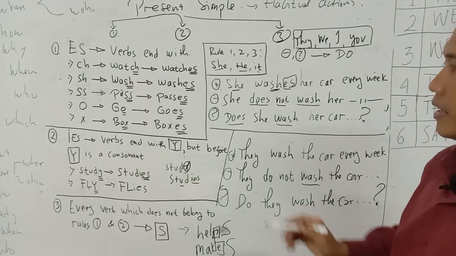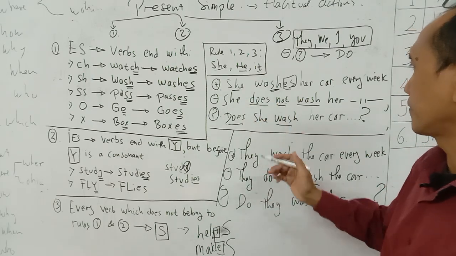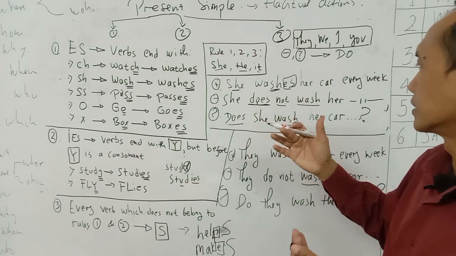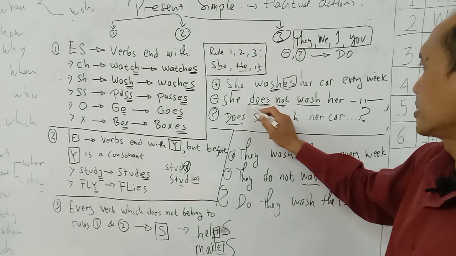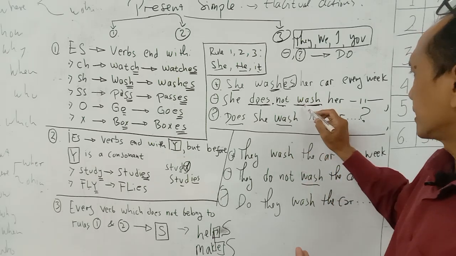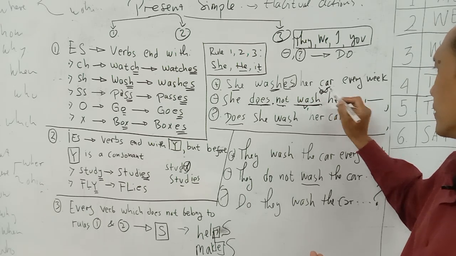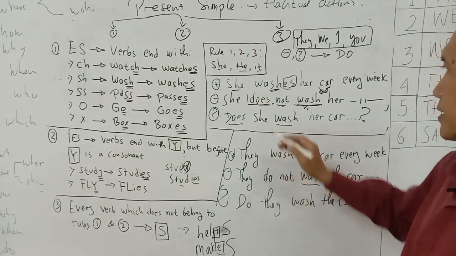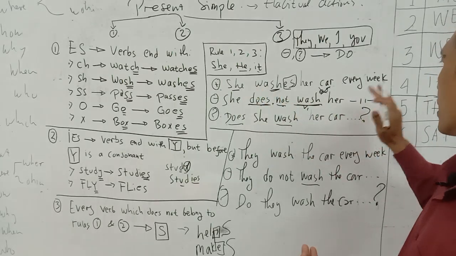And for negative, you need the auxiliary verb. For present simple, the negative sentence needs an auxiliary verb, and it is does not. You write down does not, and the verb wash is verb 1. Okay, do not use es anymore, because it's already with does in the negative sentence. It becomes she does not wash, verb 1. She does not wash her car every week.